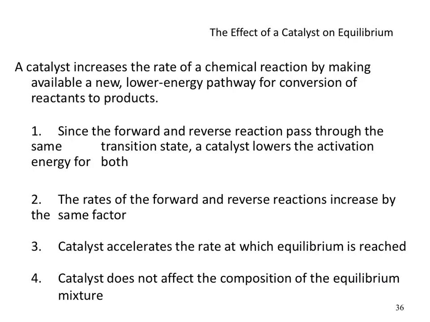So a catalyst basically increases the rate of the reaction, and it does so by decreasing the activation energy. So it lowers the activation energy of the pathway for conversion of the reactants to products. Turns out that since there is a forward reaction and a backward reaction, and they basically pass through the same transition state, essentially a catalyst lowers the activation energy for both the forward reaction as well as the backward reaction, and basically by the same factor.